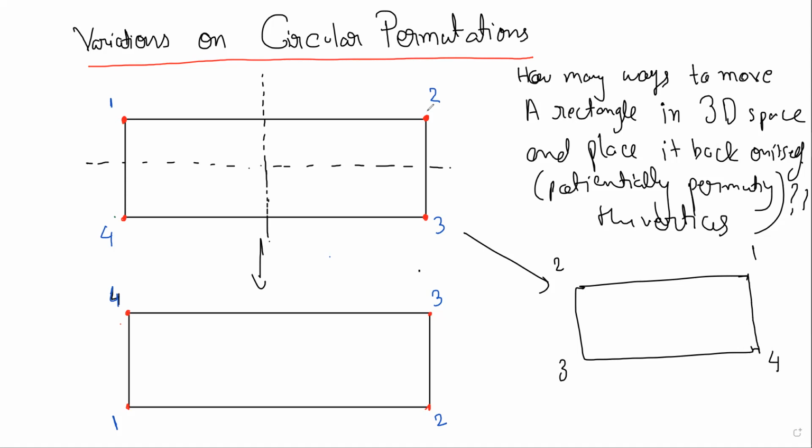Is there any other complicated motion that we can do which will lead to a different result? Okay, so maybe I should not say how many ways to move, because you can move it in infinitely many ways, but the point is how many ways are there to permute the vertices without distorting the shape of the rectangle and only moving it in 3D space.